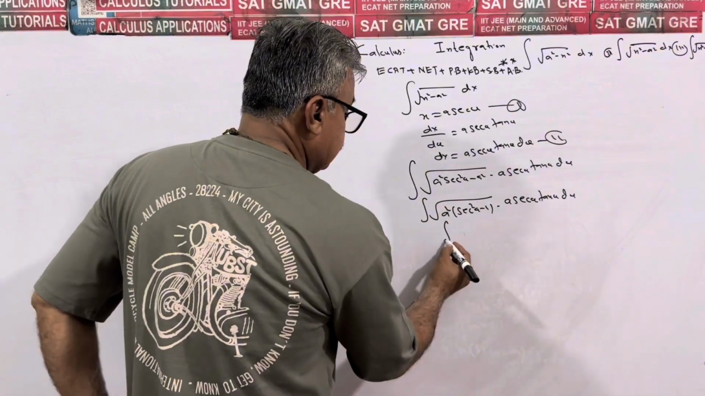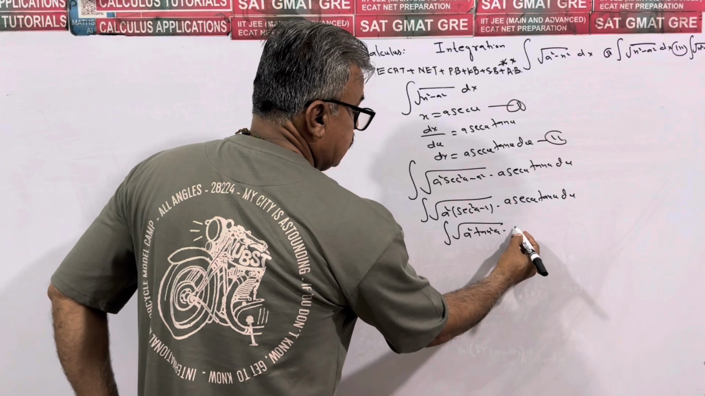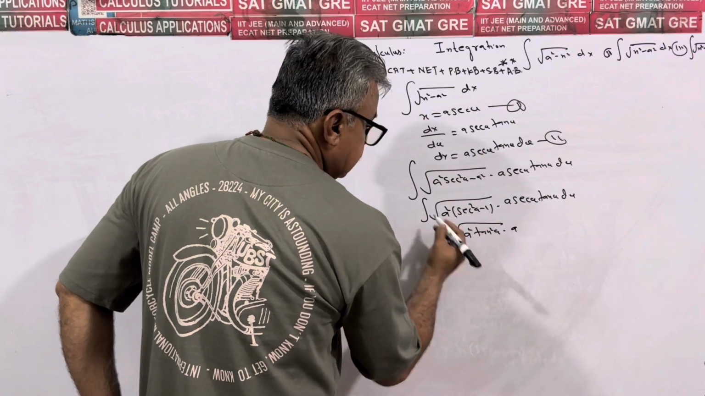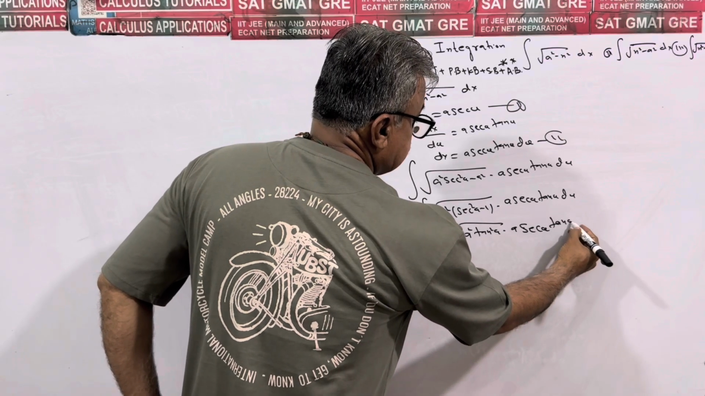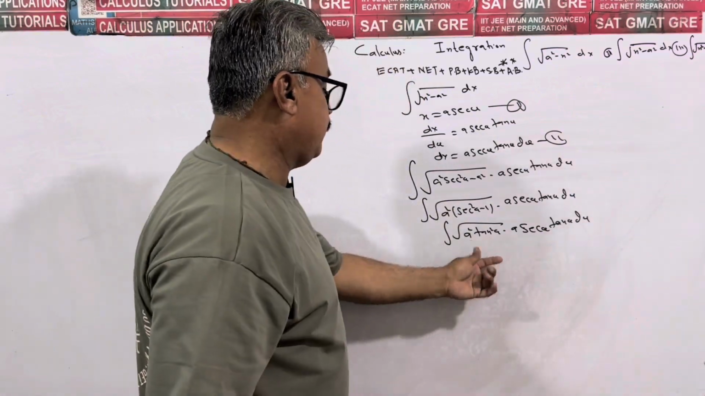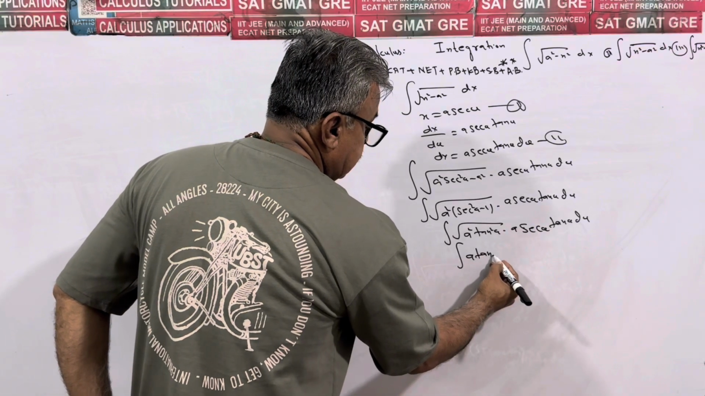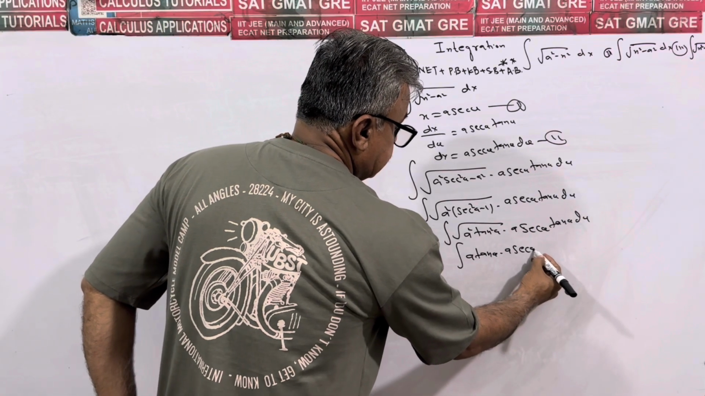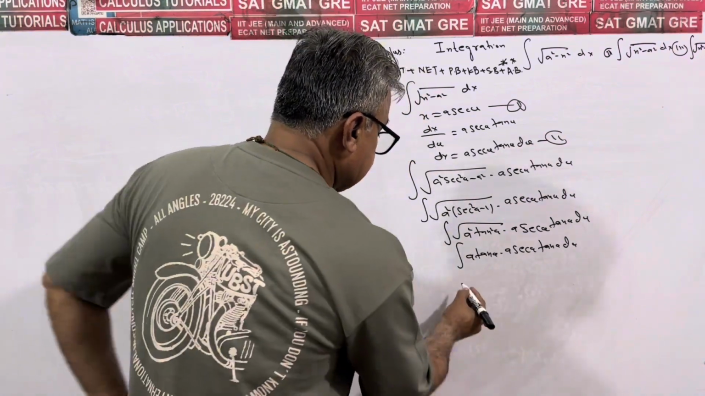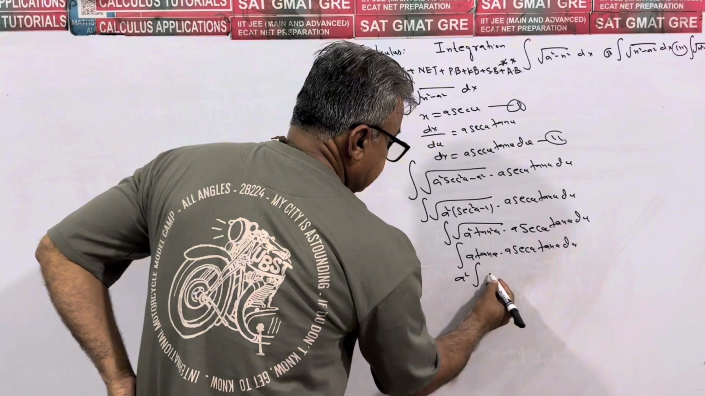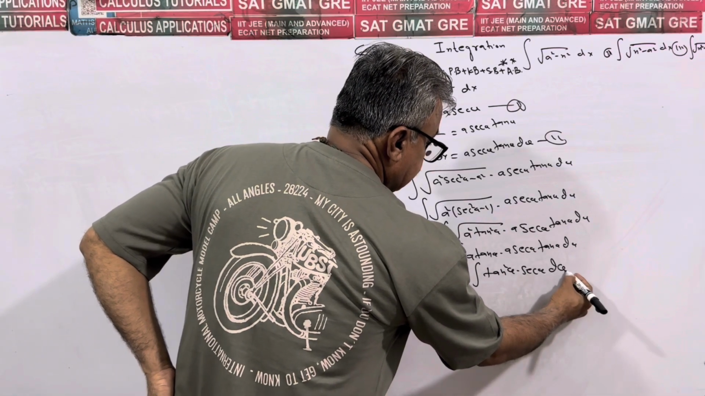Sec² minus 1 is equal to tan². So we have √(a² tan² θ) times a sec θ tan θ dθ. Both are perfect squares, so they come outside the radical sign. They are a tan θ times a sec θ tan θ dθ. Okay, cool. a² tan times tan is a² tan² θ sec θ dθ.